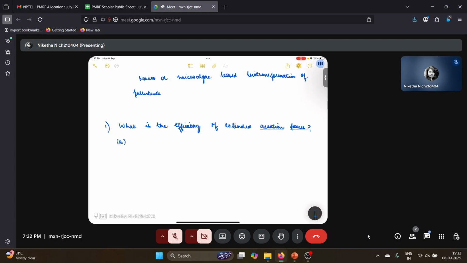So the options are 60 to 80%, 90 to 95%, so the correct option is 90 to 95%. Because the aeration period is high, the organic loading is low, so that is why the process is highly efficient.